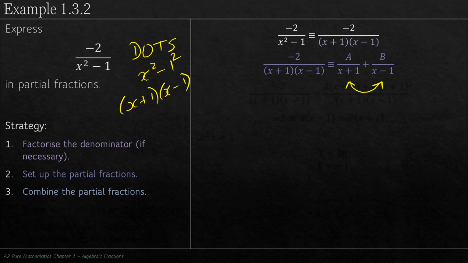So if you did have a go at this question before watching my solution and you had A over x minus 1 plus B over x plus 1, don't worry, that's absolutely fine. So your final values for A and B should be the opposite to mine. So your A should be my B and vice versa.